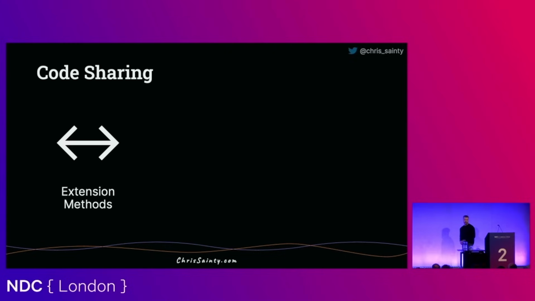So, first of all, standard refactoring techniques, right? Extension methods are a great way of sharing code. They're a nice way to group things. They're usually extremely easy to test because they're completely stateless most of the time. And they're also very easy to deal with when your application needs to break apart.